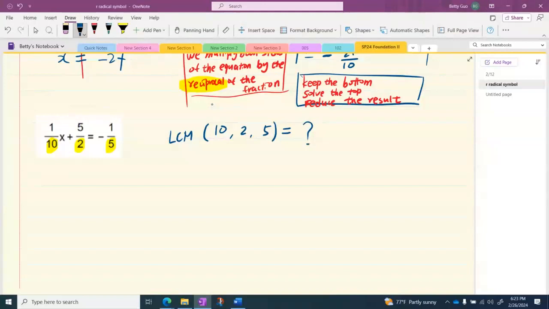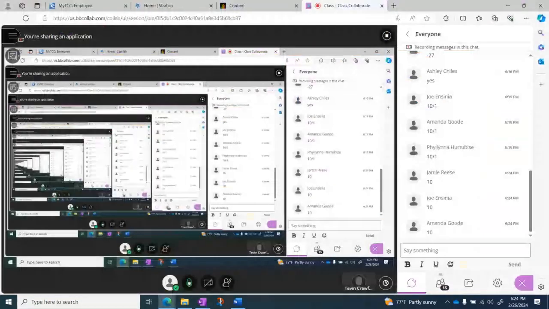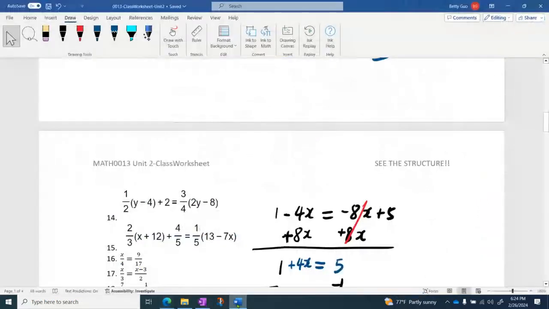And try to remember the two special cases. Anyone can tell me what's the least common multiple of those three numbers? Which number is the smallest common multiple of all the three numbers? Awesome, exactly. It is 10, perfect.